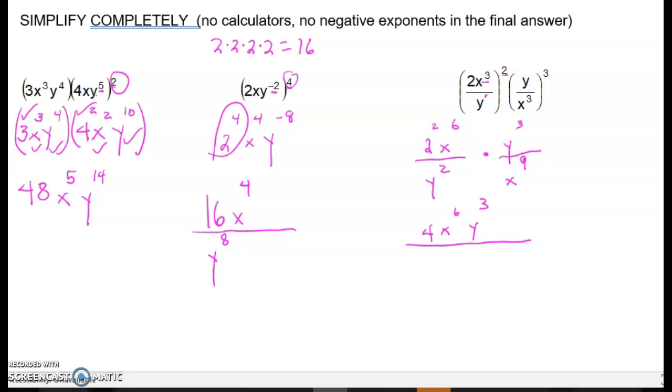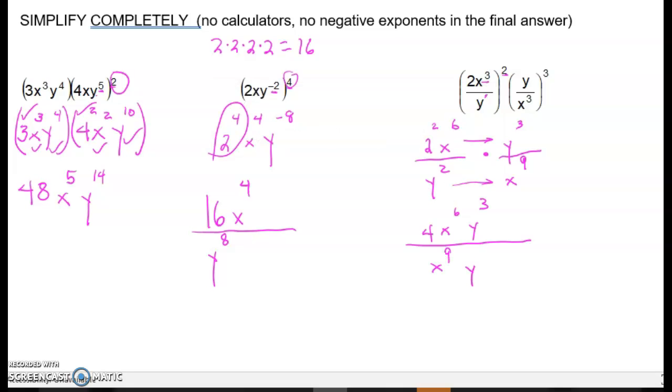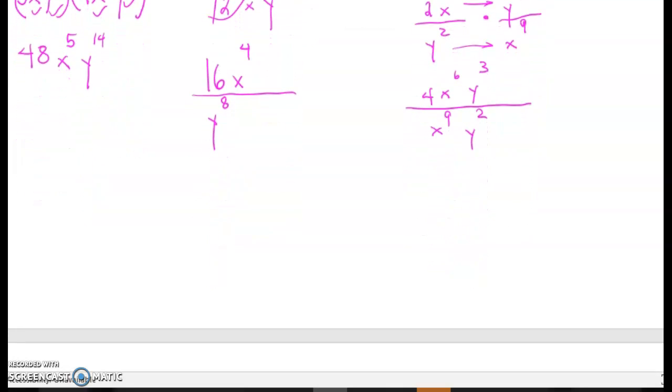I'm multiplying straight across the top and straight across the bottom. That would give me x to the ninth, y to the second power. Now I can reduce. 4 stays in the top. There's nothing to reduce the 4. x to the sixth over x to the ninth.